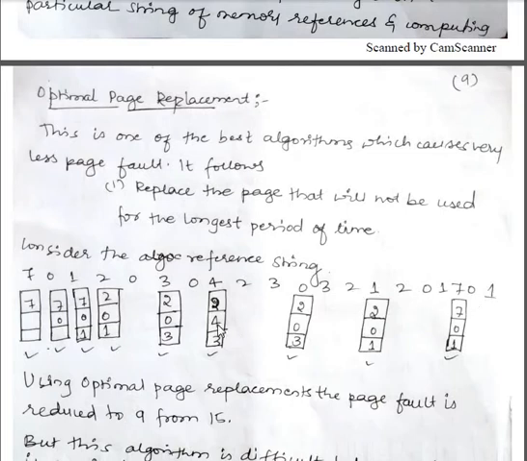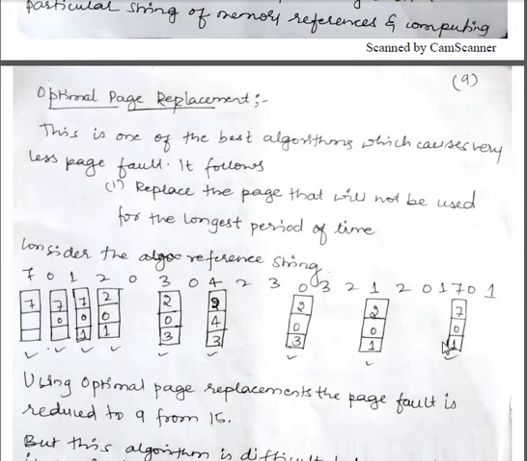So directly replace 4 and bring in 0. So 2, 0 and 3. Next reference 3 is already present. 2 is already present. 1 is not present. So we are replacing 3, which is not at all referenced in the future one. So like this we are replacing here.